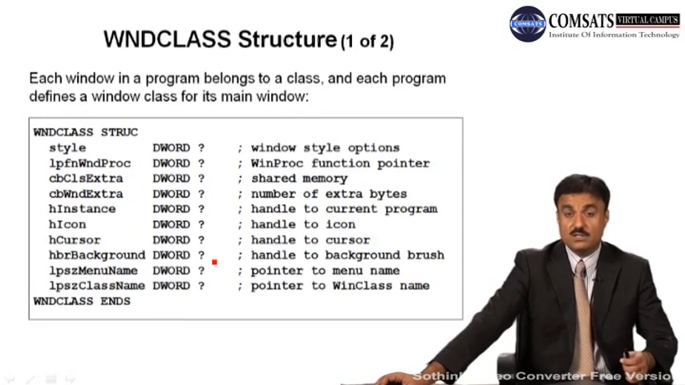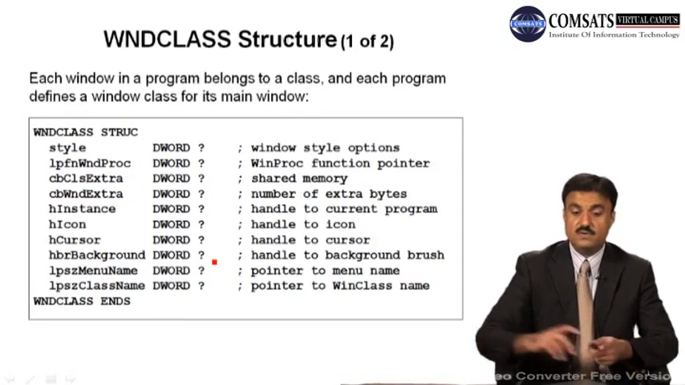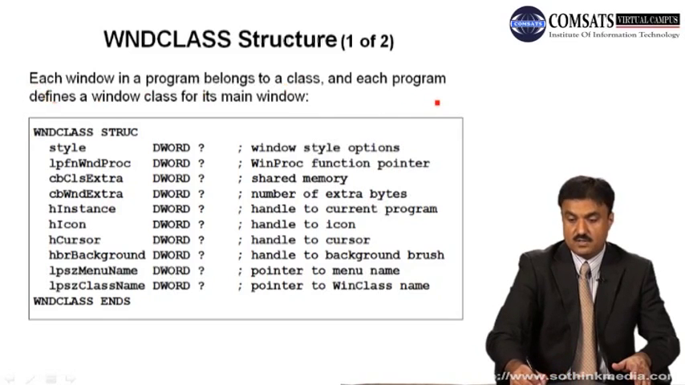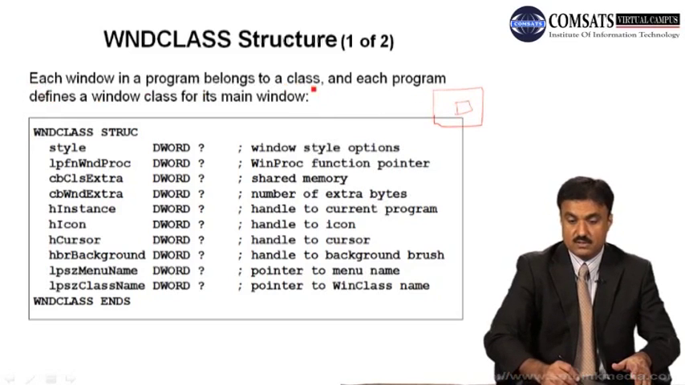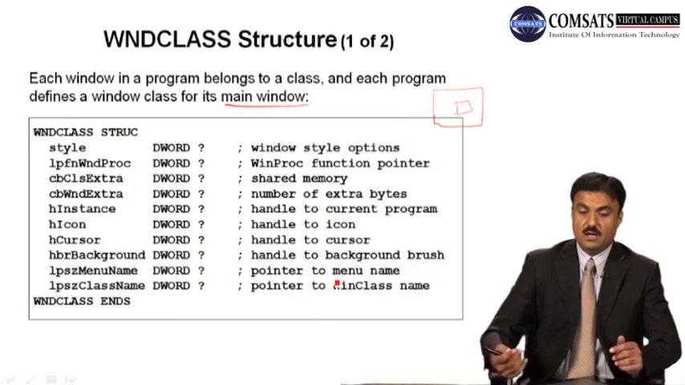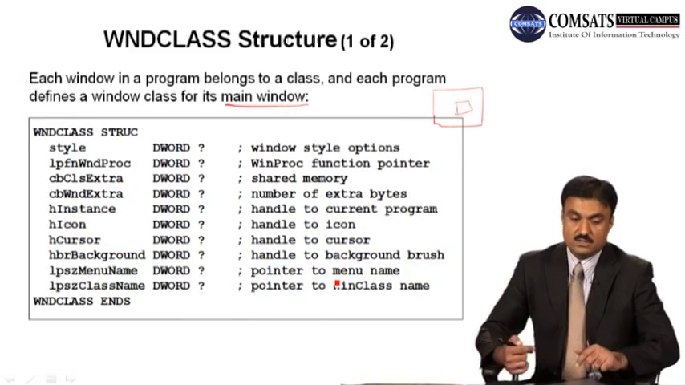Then we have the Windows class structure. Each window in a program belongs to a class. So for example, we have a main window, and then we have other windows like pop-up windows and so on. So each window in a program belongs to a class, and each program defines a window class for its main window. So we have the main window, and then other windows are using that main window class and so on.